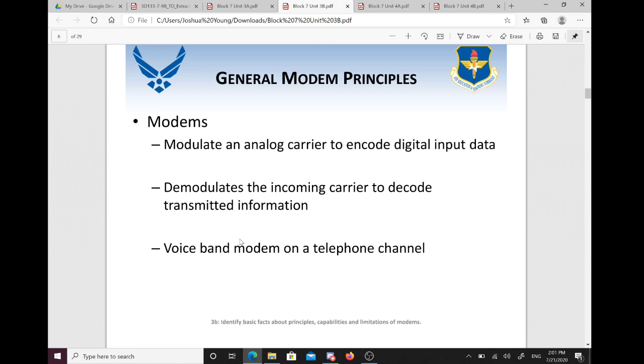To begin, we'll be talking about a few general modem principles. A modem, by definition, is used to modulate an analog carrier to encode digital input data, and then also to demodulate the incoming carrier to decode your transmitted information.